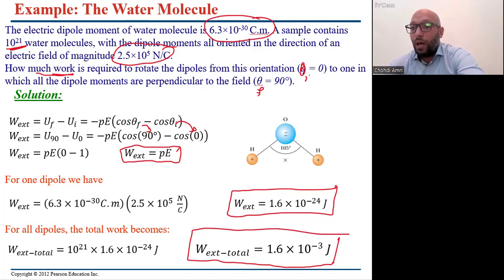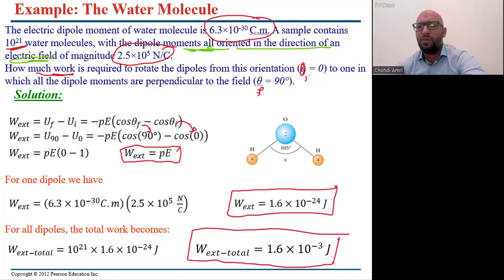But here I have something to highlight. These calculations are only valid when all the dipole moments are oriented in the direction of the electric field. That means 10^21 water molecules, all of them are oriented in the direction of the electric field. And like that, we are done with this example.